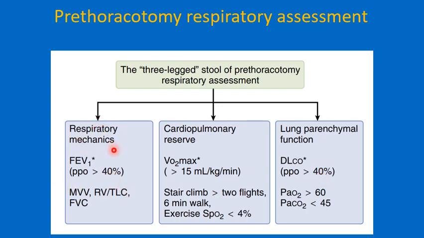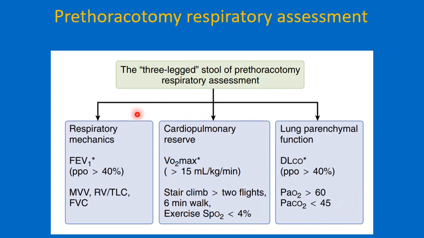Okay. So in respiratory mechanics, what we have to assess is FEV1, maximum voluntary ventilation, and forced vital capacity. Now coming to lung parenchymal function. Lung parenchymal function is assessed by seeing the DLCO, that is diffusion capacity of the lung for carbon monoxide. The postoperative predicted value should be more than 40%. How this calculation is done will be discussed in the next slides. And the PaO2 should be more than 60 and PCO2 less than 45.